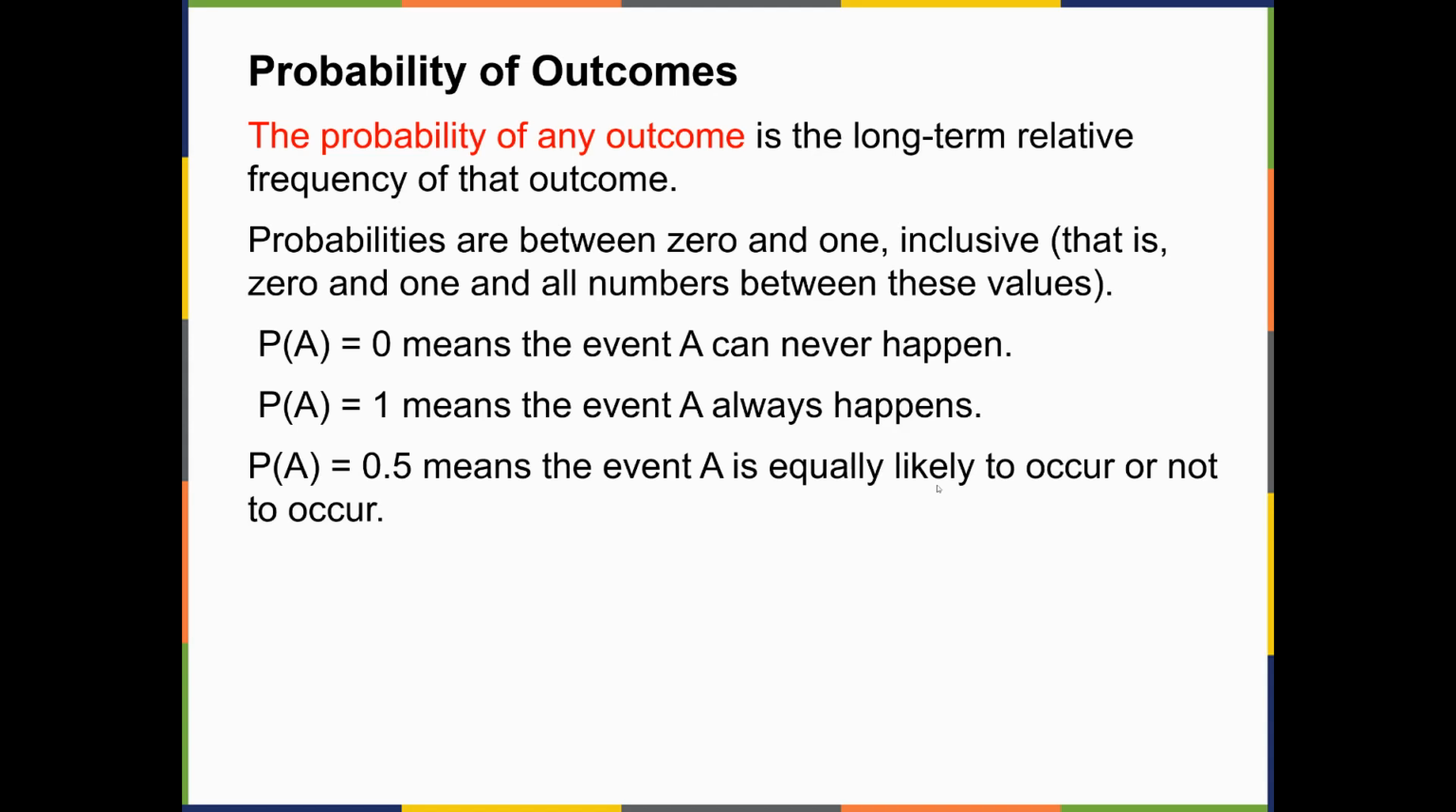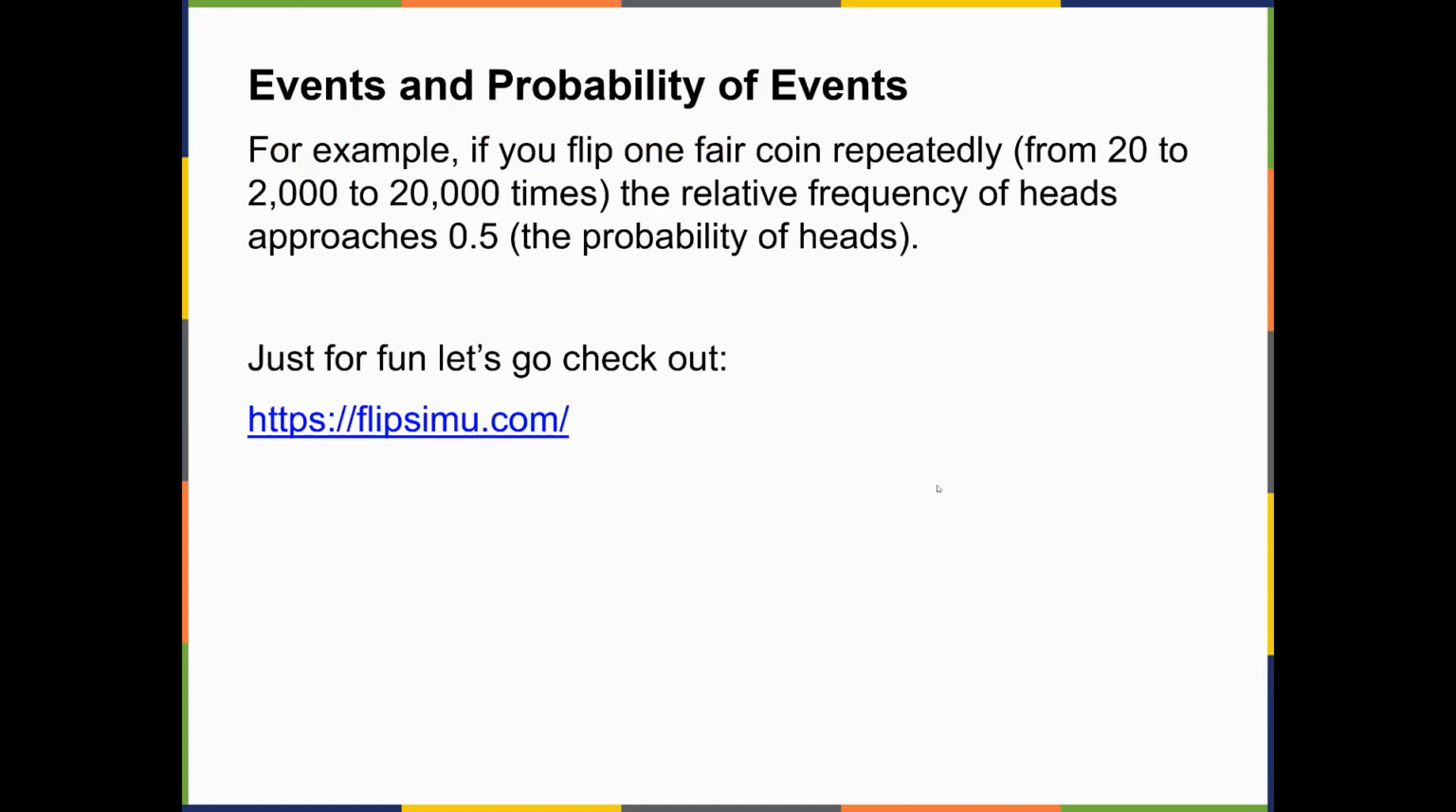Let's talk about some things about probability. For one thing, it has to be between 0 and 1 inclusively. You can have a probability of 0, meaning no chance that this can ever happen. A probability of 1 means it will always happen. And a probability of 0.5 means it's just as likely to happen as it is not to happen.